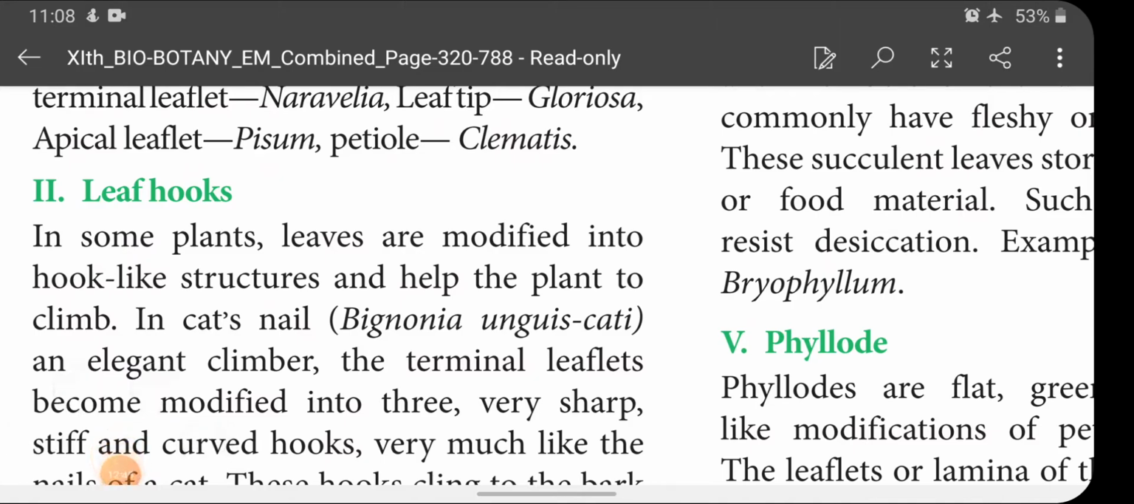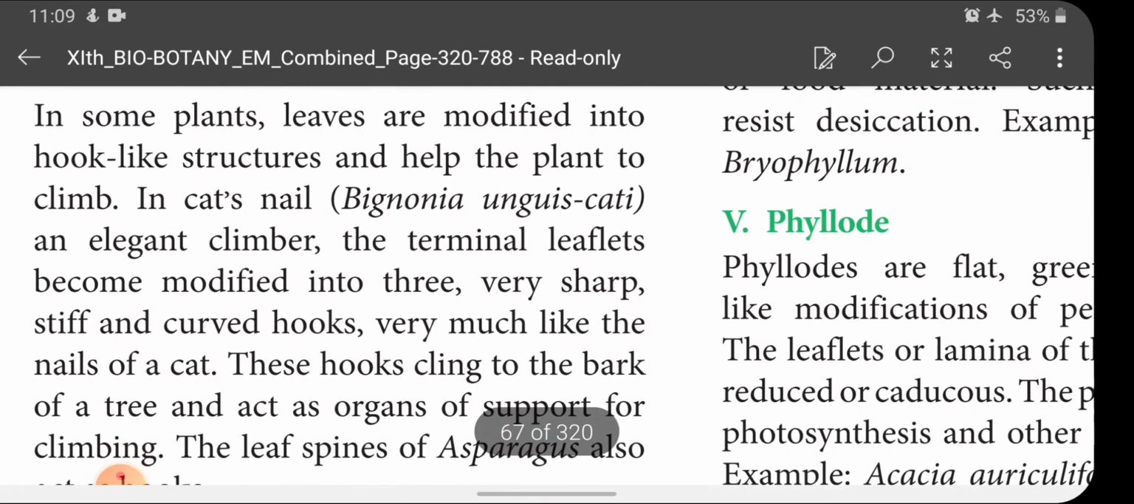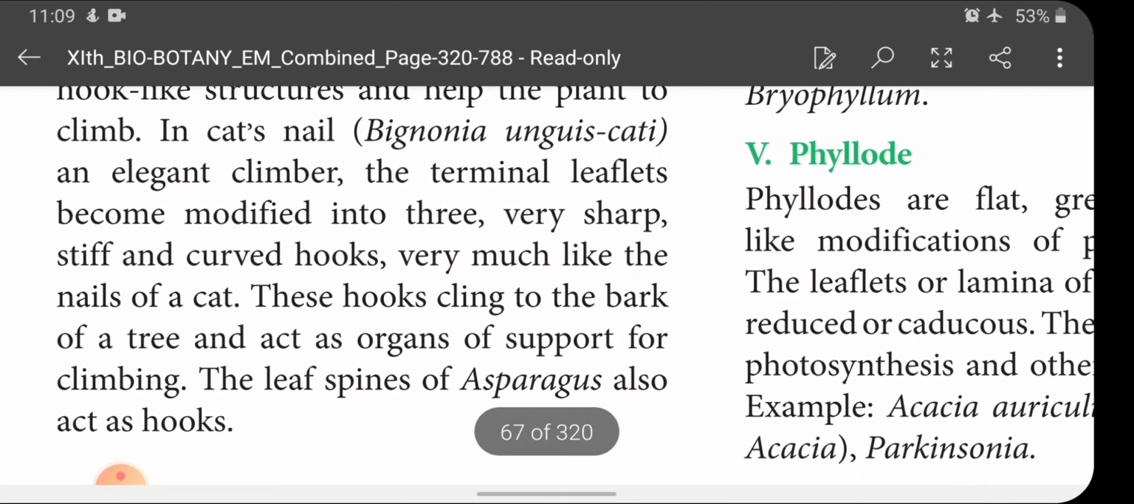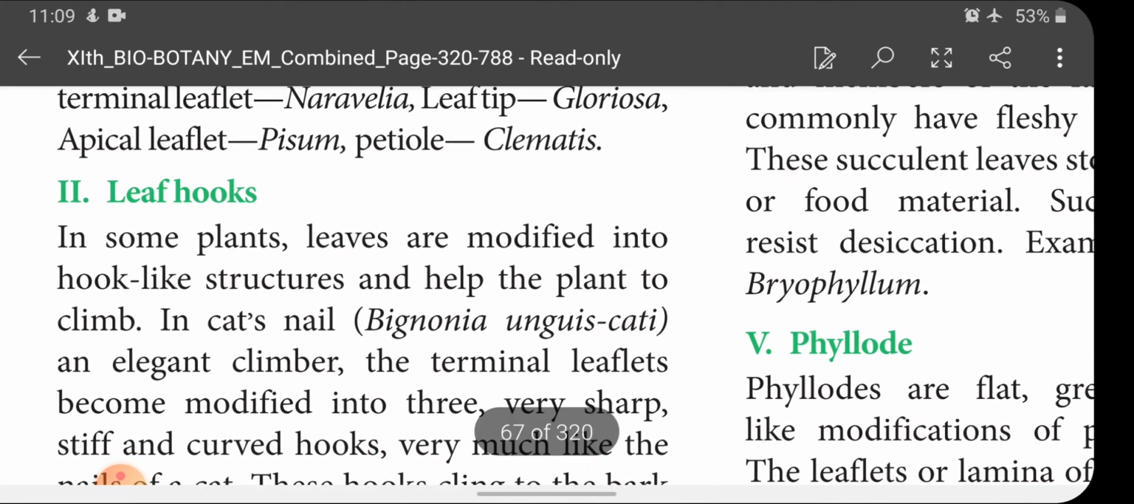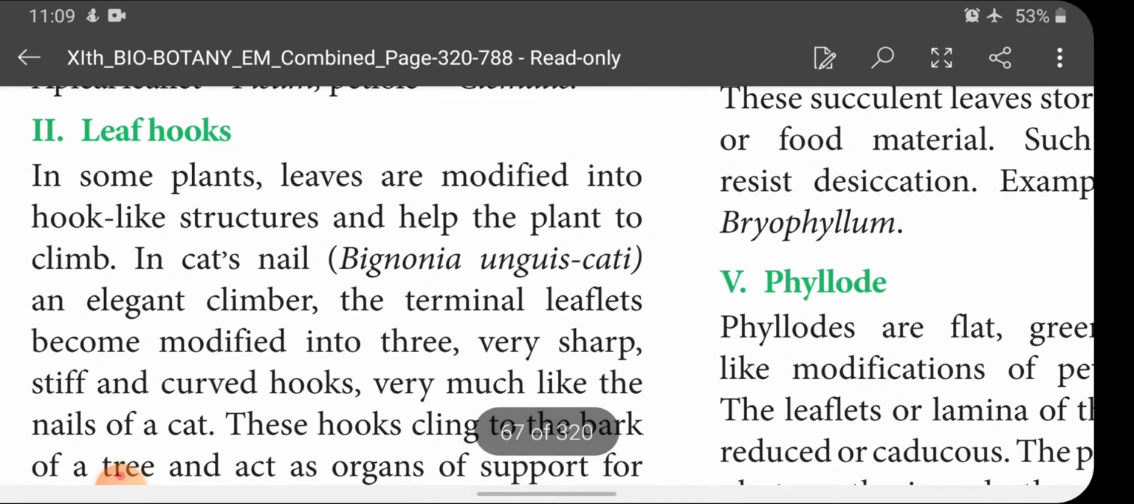In some plants, leaves are modified into hook-like structures and help the plant to climb. In cat's nail, an elegant climber, the terminal leaflets become modified into three very short, stiff and curved hooks, very much like the nails of a cat. These hooks cling to the bark of a tree and act as an organ of support for climbing. The leaf spines of asparagus also act as hooks. Okay, leaf hooks.